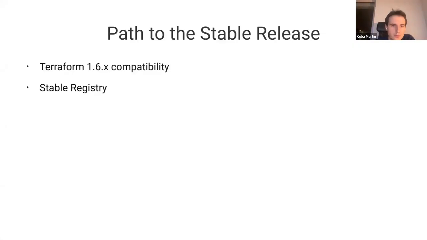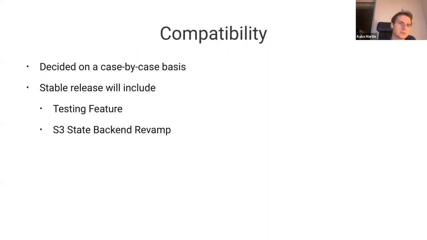Obviously, the main goal right now for the project is to actually deliver a stable release so people can switch to OpenTofu for production workloads. And there are really two milestones here that we need to achieve prior to that happening. One is Terraform 1.6.x compatibility, and the other is having a stable registry. So first of all, let's take a look at this compatibility thing.